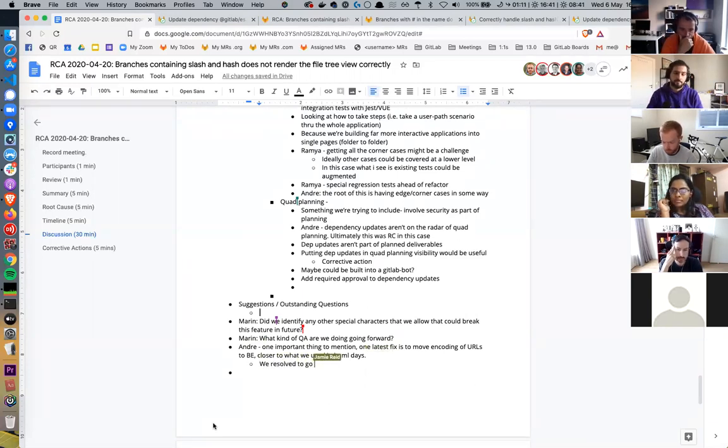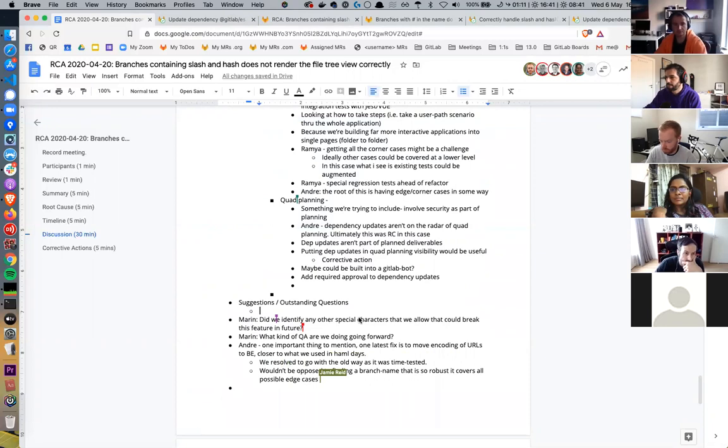But I'm not opposed to finding a branch name that is so robust that it covers all special characters, like those email regular expression things we've seen in the past. So it could be a possibility of adding one scenario for that test coverage, but the solution there was going back to what we used to use before the refactor.